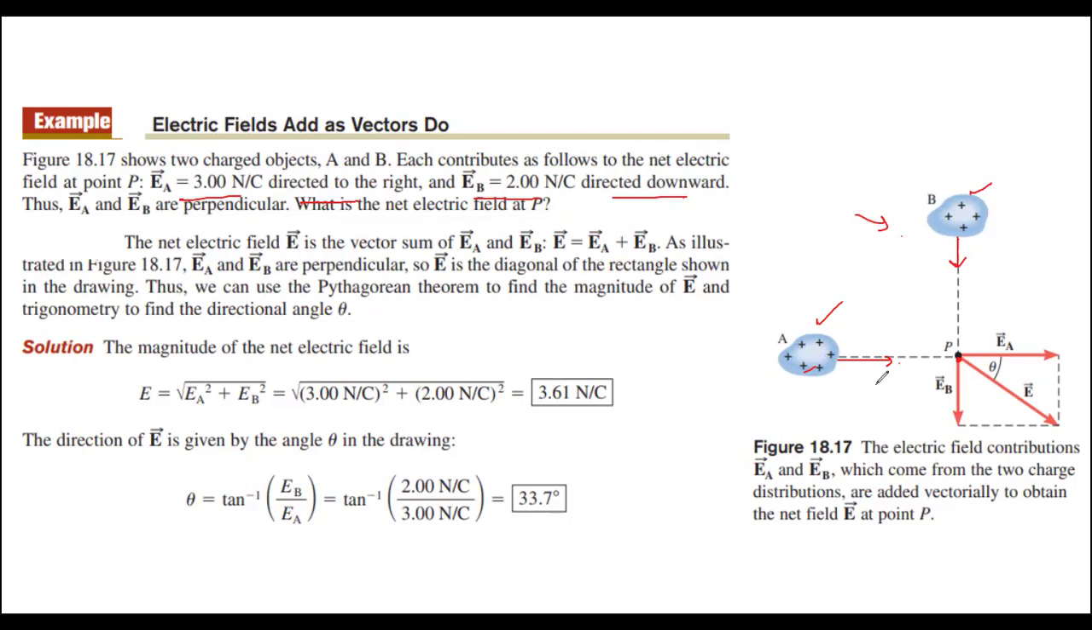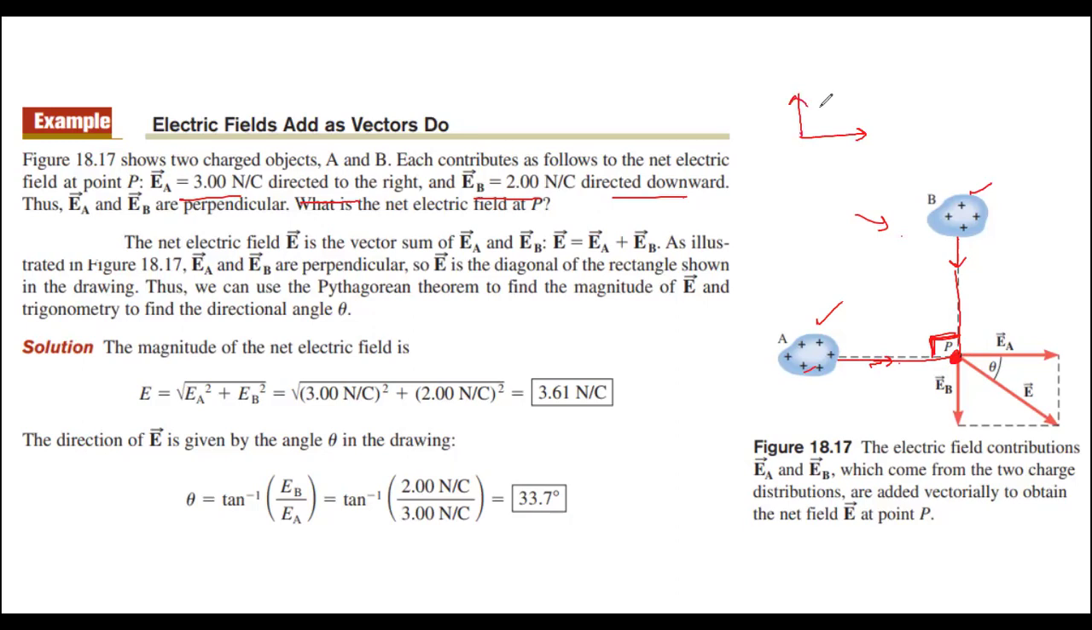EA and EB are perpendicular. What is the net electric field at point P? You see that because they're coming like this, and if I join this, they are at right angle to each other, they're perpendicular. That is safe to say. Now, what is the electric field that is present at this point? How do we find that? So simple, like we did in our previous question.